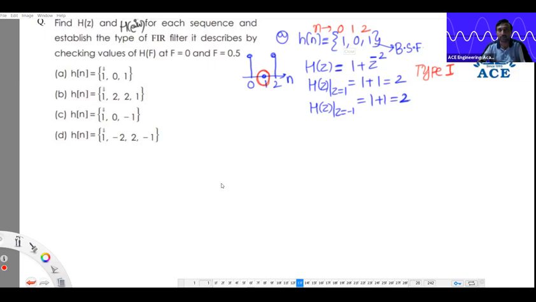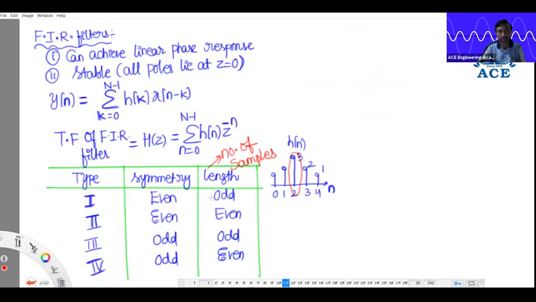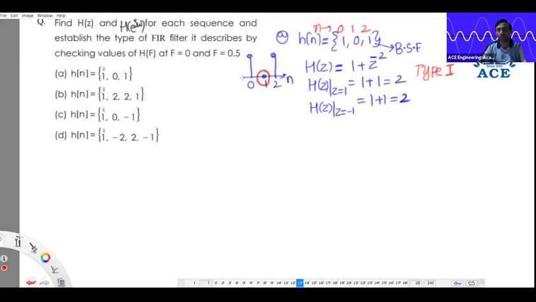Low pass. Starting and ending same means band stop. Starting and ending same is a band stop system. How to define type 1, 2, 3? Already shown here. Type 1 means even symmetry with odd number of samples is called a type 1 FIR system. Even symmetry with even number of samples is type 2 system. From the table only we are defining. In this example, we have even symmetry with odd number of samples, type 1 system.